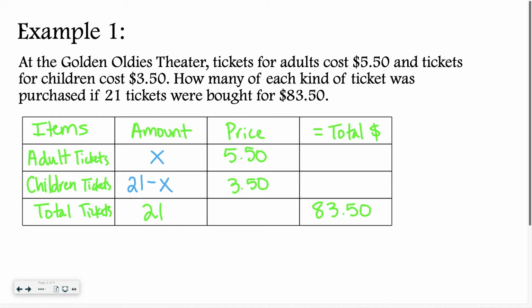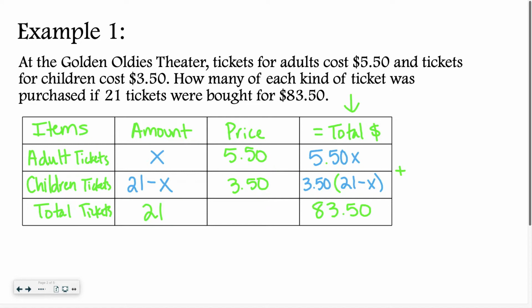Then, the way I would find the total price for adult tickets is I would take $5.50 and multiply it by however many adult tickets were purchased. And to figure out the total cost of children tickets, I would do $3.50 times however many children's tickets were sold. Once your table is set up, that tends to be the trickiest part of this whole process.